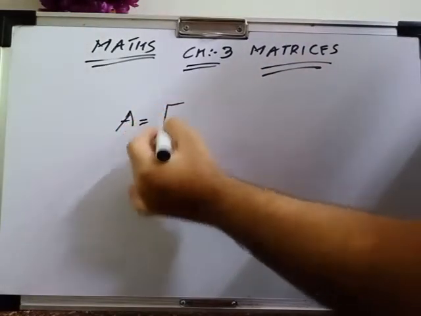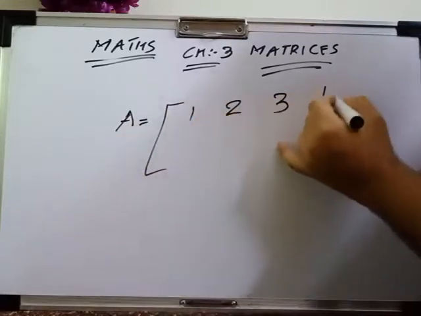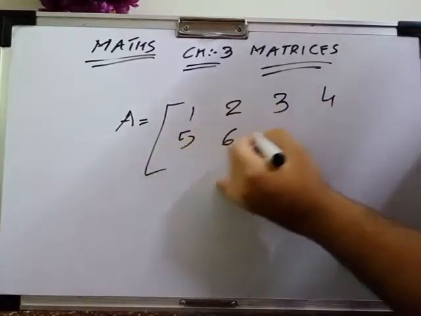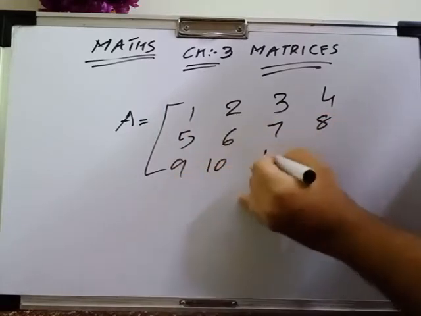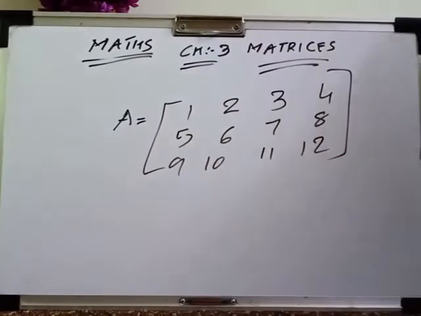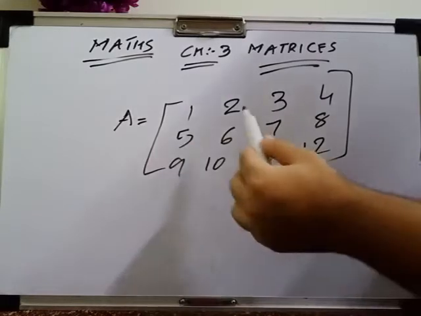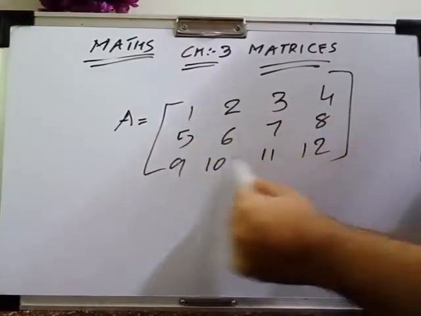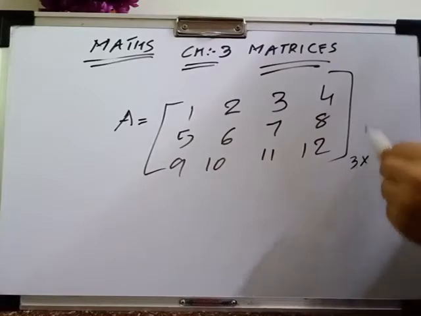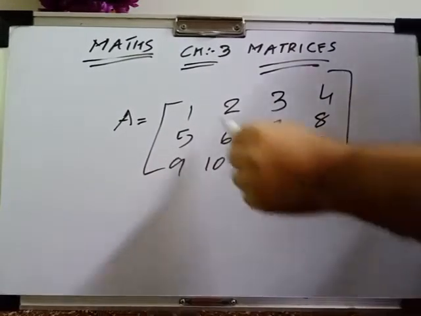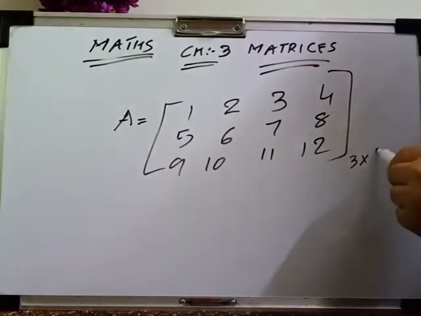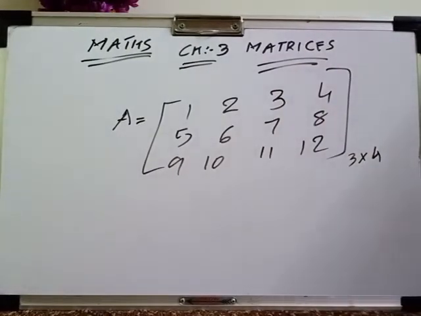Suppose one matrix is given. Generally, it is denoted by capital letters. Suppose this is the given matrix. If you are interested in finding the order of a matrix, then we should count the number of rows, sleeping lines. 1, 2, 3. Therefore, it has 3 rows and 1, 2, 3, 4, 4 columns.